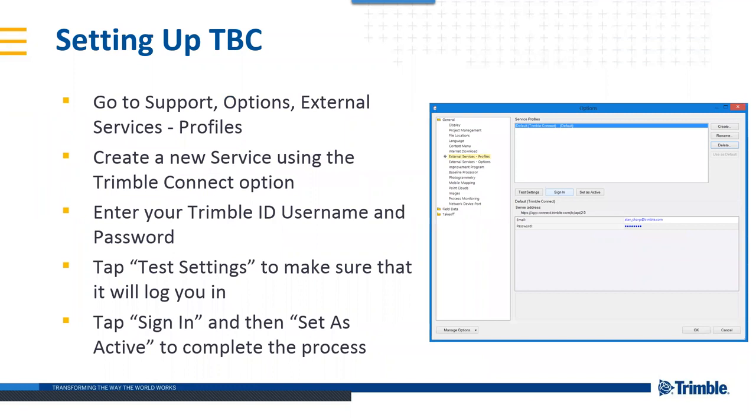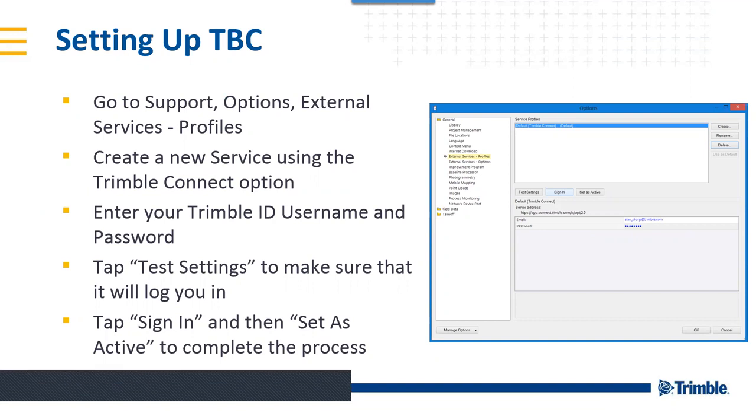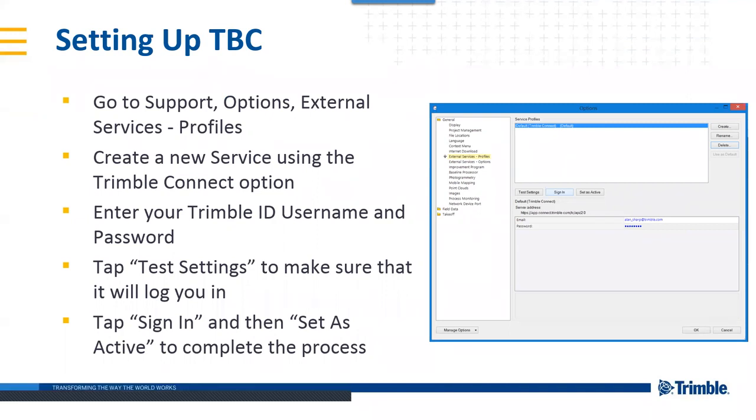So inside TBC then, once you've got a Trimble ID, the next step is to go to the support ribbon and then go to the options command, and within options you pick the highlighted external services profiles function, and within that you're going to go into create a new service, and in there when it asks you which service you want to use, you're going to pick the Trimble Connect option, and at that point you get to this dialog here that I'm showing, and you're going to input your email address and password.